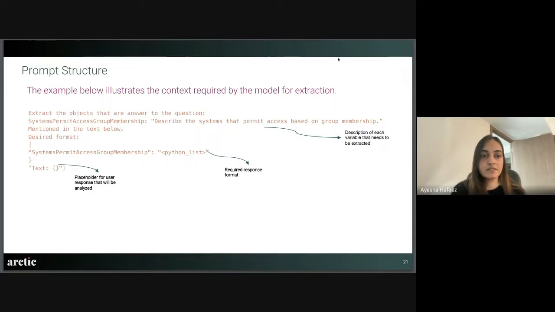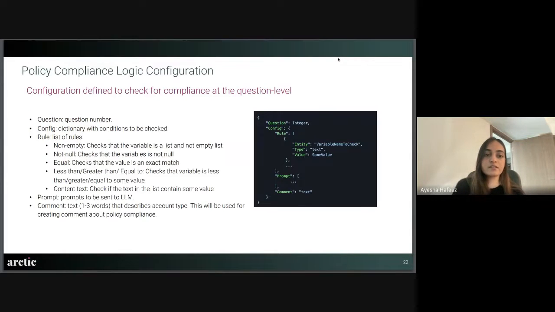Next slide, please. All right, so that was for the information retrieval use case. Now looking at the compliance classification, which is a bit more involved. As I mentioned, we mapped each policy to the question number. So what we are configuring for each question is what kind of rules you want to check against the entities that we've extracted in the previous step.